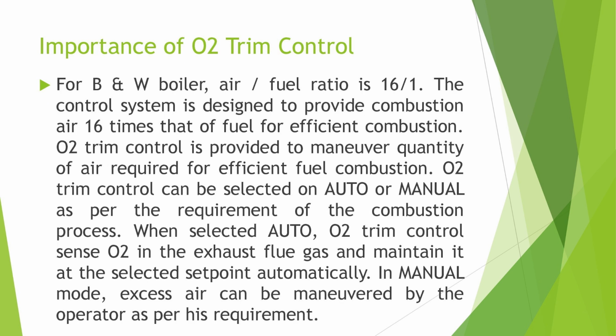Importance of O2 trim control. For B&W boiler, air-fuel ratio is 16:1. The control system is designed to provide combustion air 16 times that of fuel for efficient combustion. O2 trim control is provided to maneuver the quantity of air required for efficient fuel combustion. O2 trim control can be selected on auto or manual as per the requirement of the combustion process. When selected on auto, the trim control senses O2 in the exhaust flue gas and maintains it at the selected set point automatically. In manual mode, excess air can be maneuvered by the operator as per his requirement.